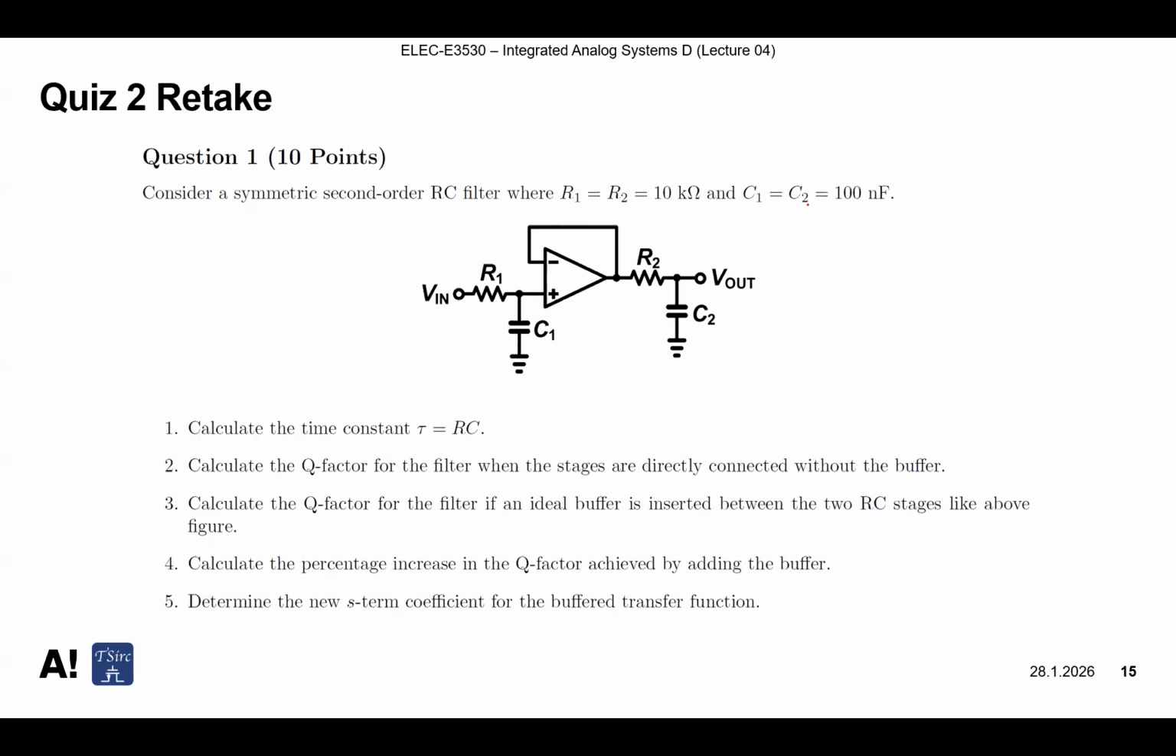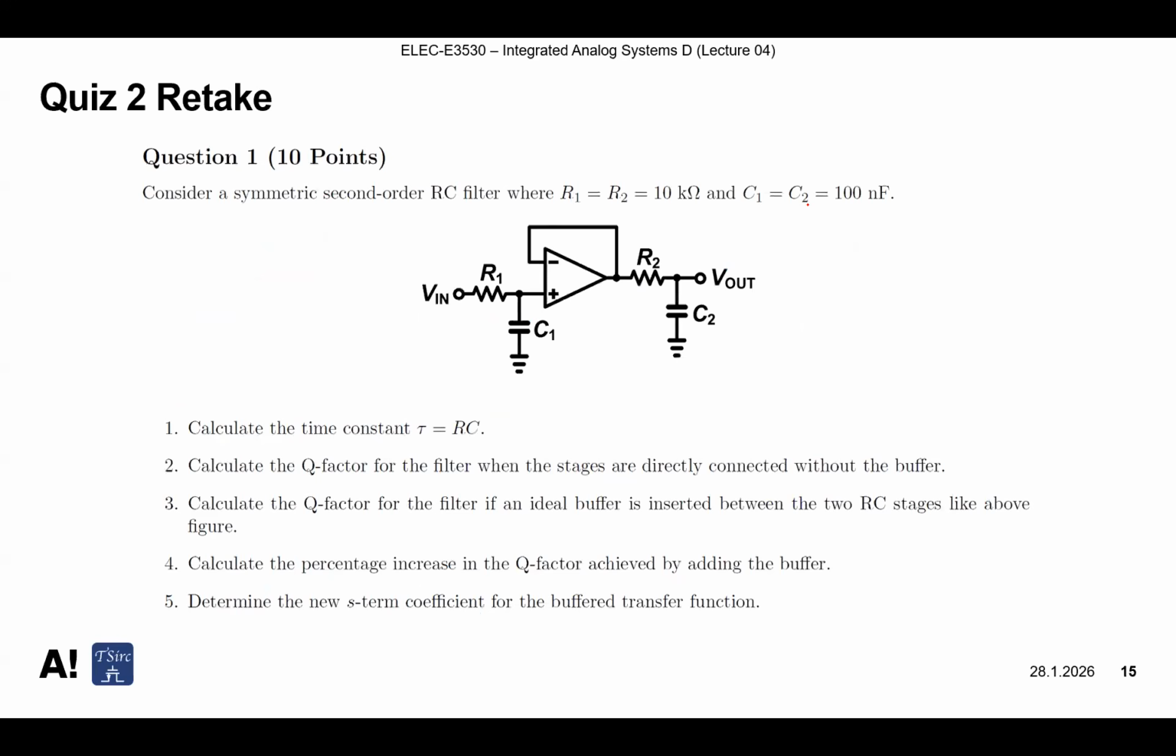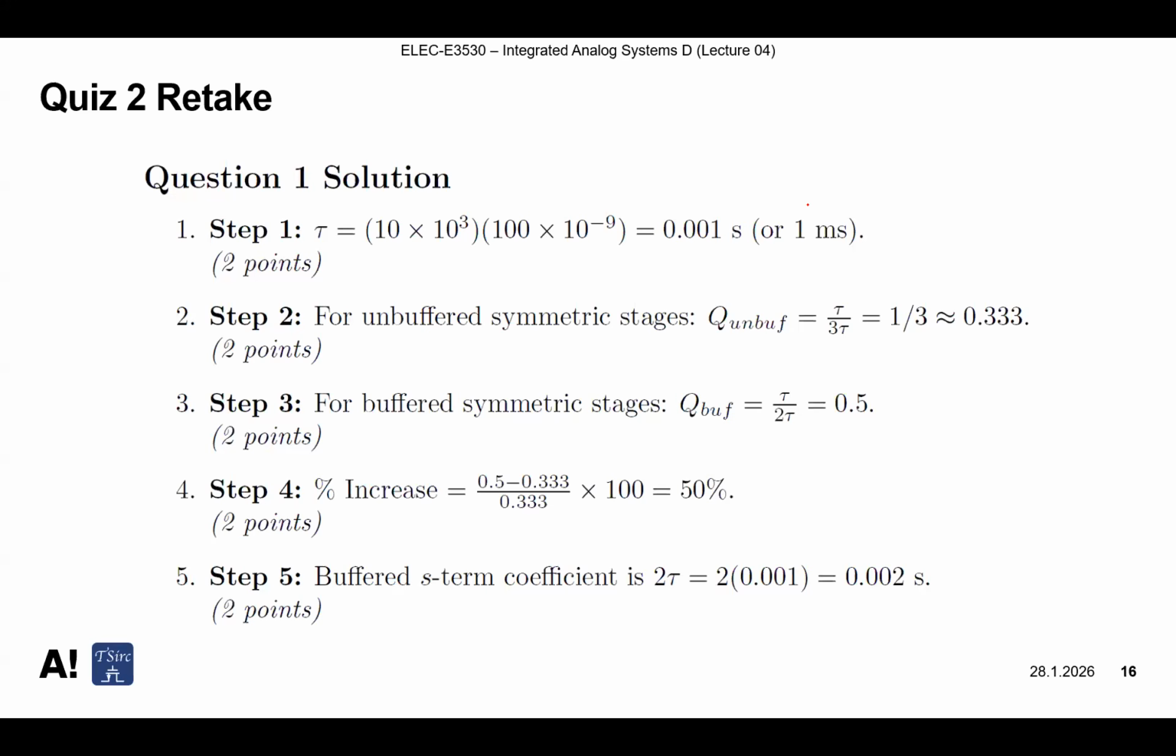And to calculate the percentage increase in the Q factor, you can simply calculate how much we increased from 1/3 to 1/2. Then it goes to 50%. And determine the new S-term coefficient for the buffered transfer function. For this one, you can calculate the S-term coefficient as we did in quiz 2, question 1. Then it goes to 2 times the RC constant, that goes to 0.002 second.